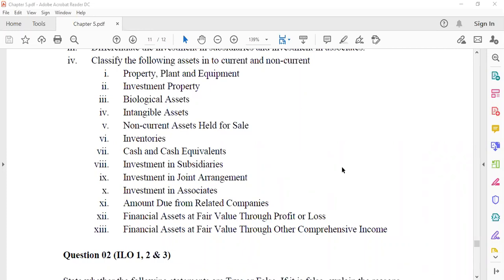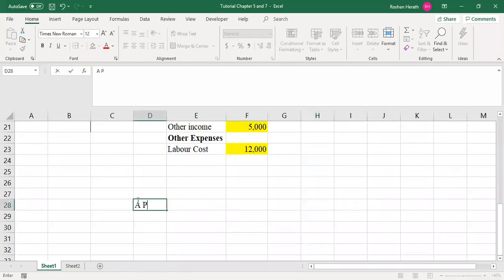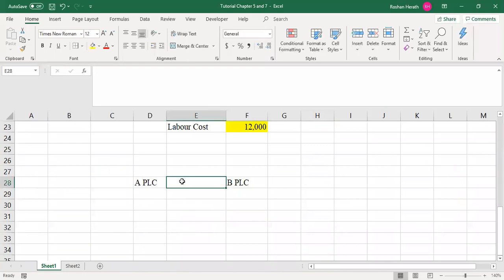Then what about the investment in joint arrangement? It's like this. If I'm to give you an example for a joint arrangement, say that your entity A PLC, let me take it here. The joint arrangement is something like this. You are A PLC and there's another friendly entity of yours, say B PLC. Both of you may come into a kind of agreement. What kind of agreement? It's an agreement to jointly control another entity.